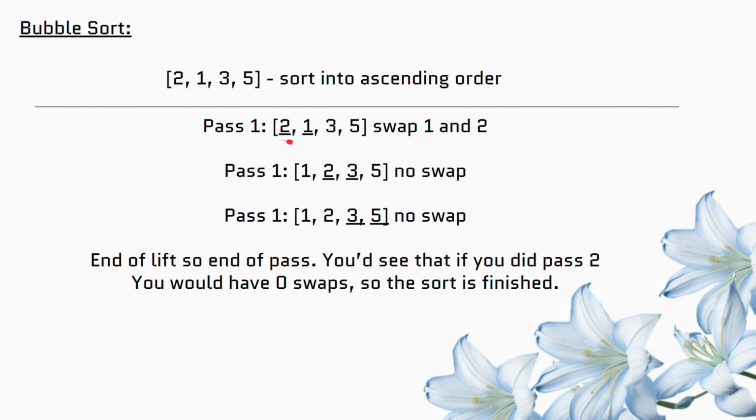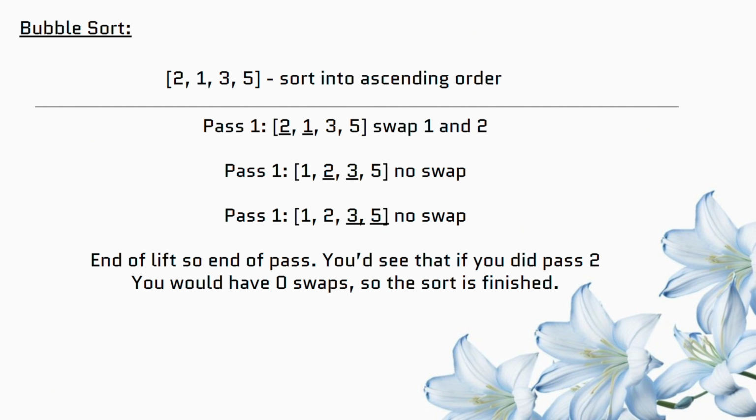So we compare index 0 and 1, and we see that 1 is less than 2, and we're trying to get it into ascending order. So we're going to swap them. And then we move on to the next indexes. We compare 2 and 3, no swap, 3 and 5, and no swap. And we've reached the end of the list, meaning that we've finished this pass.